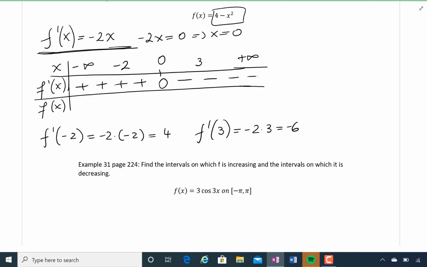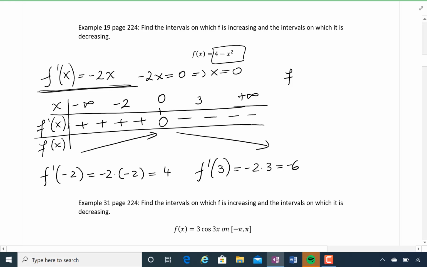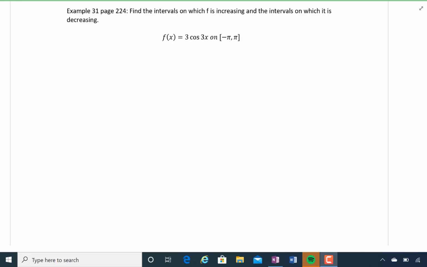So what does that mean? It means the first derivative of f is positive between negative infinity and 0. So the function is increasing between negative infinity and 0, and it's decreasing between 0 and infinity. So f increases on negative infinity to 0, and f decreases on 0 to infinity. Okay, I hope this one is helpful.